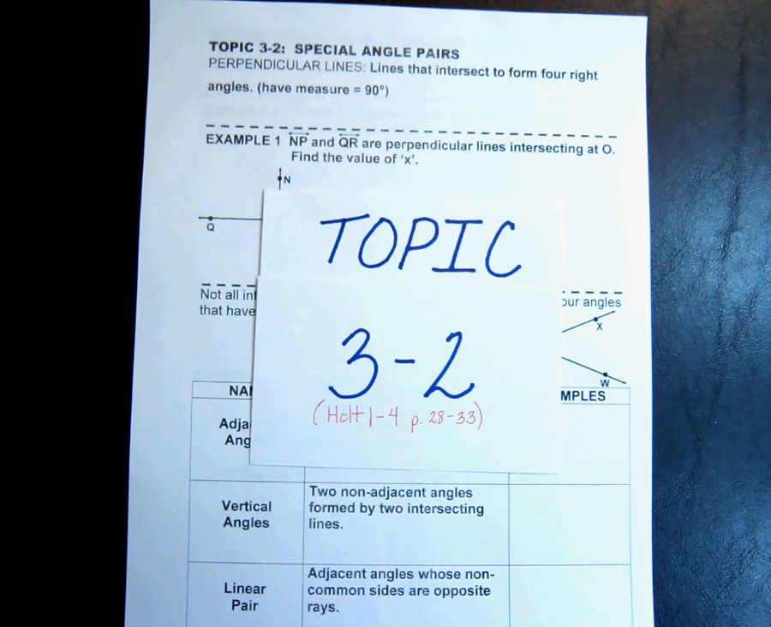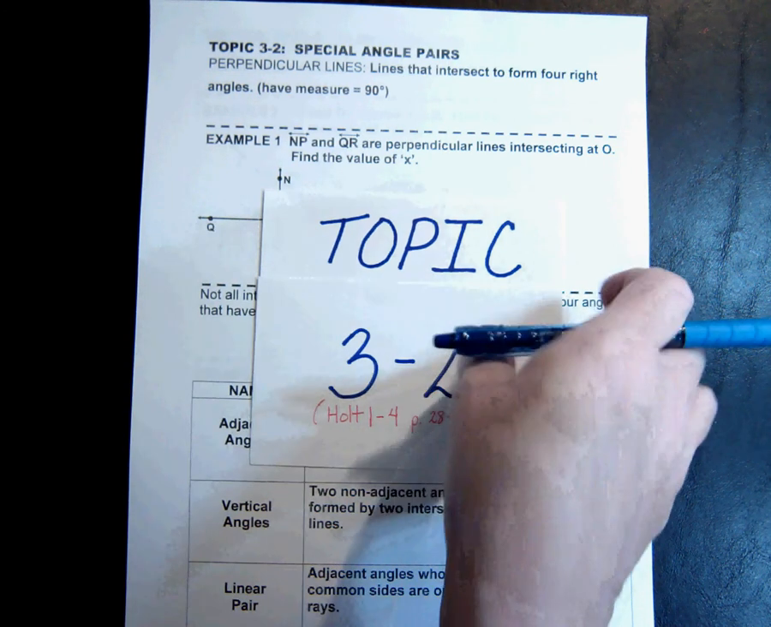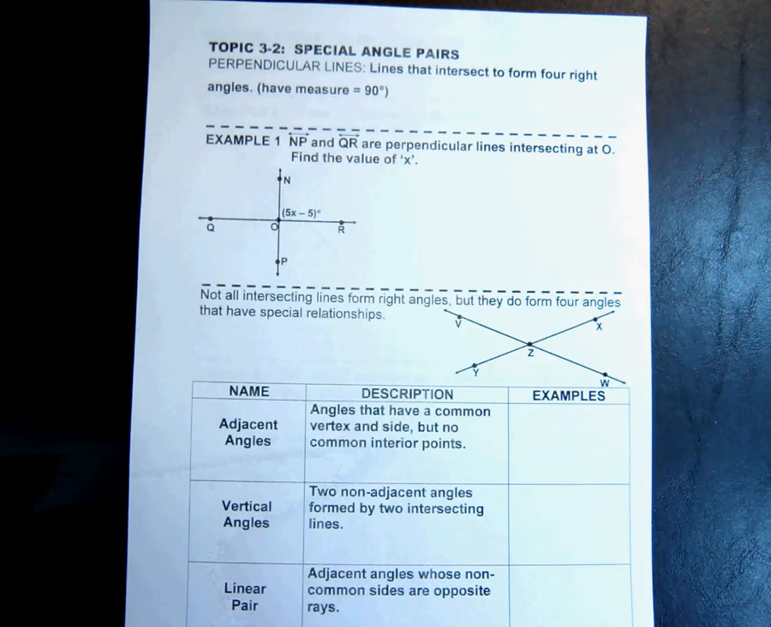Topic 3-2. This can be referenced with our textbook in Chapter 1, Section 4, pages 28 through 33. Special angle pairs. First, a definition: perpendicular lines.